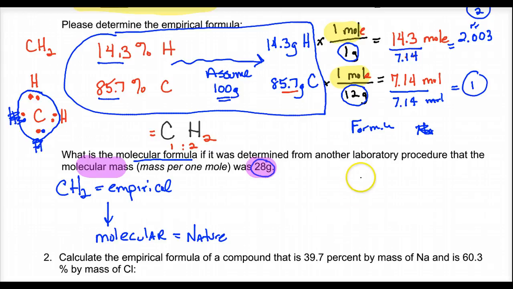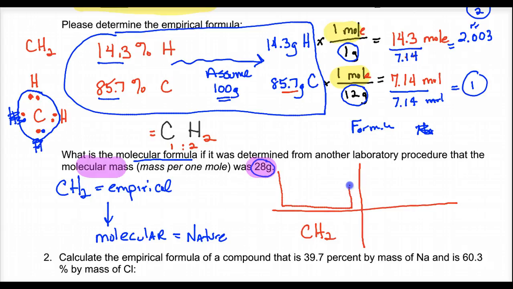Okay, so here's how I do this. I call it a box question, and you could certainly do this many different ways. What I do is I put the empirical, the lowest ratio formula, on the bottom. We're trying to come up with the actual formula called the molecular formula. They gave me the mass of the molecular formula to be 28. So this is my molecular formula on top, which is, guess what, usually a whole number multiple, and my empirical formula on the bottom, which is the lowest whole number. So my friends, that's why I put CH2 in the bottom. It's the lowest whole number.